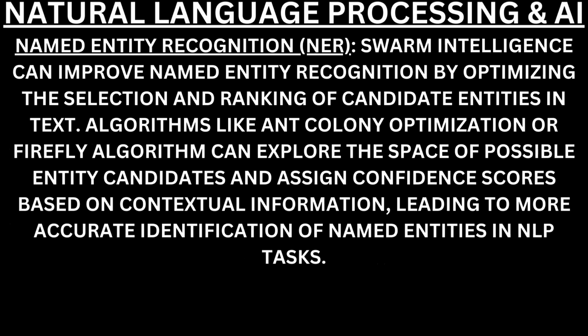Named entity recognition. Swarm intelligence can improve named entity recognition by optimizing the selection and ranking of candidate entities in text. Algorithms like ant colony optimization or Firefly algorithm can explore the space of possible entity candidates and assign confidence scores based on contextual information, leading to more accurate identification of named entities in natural language processing tasks.